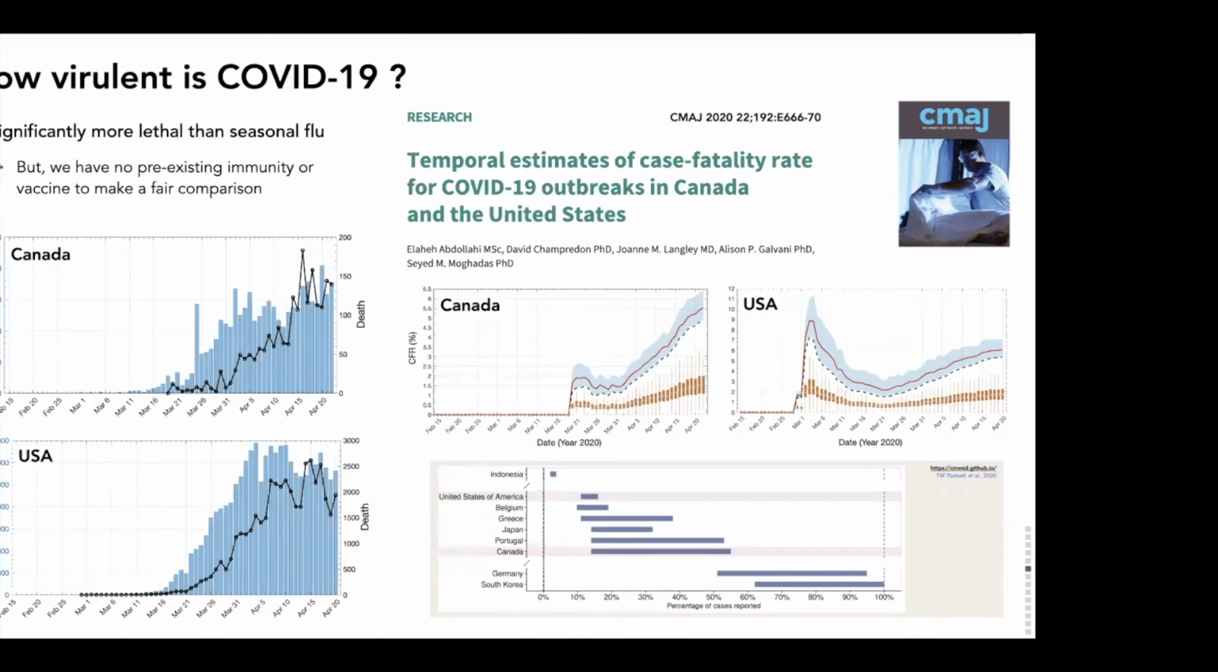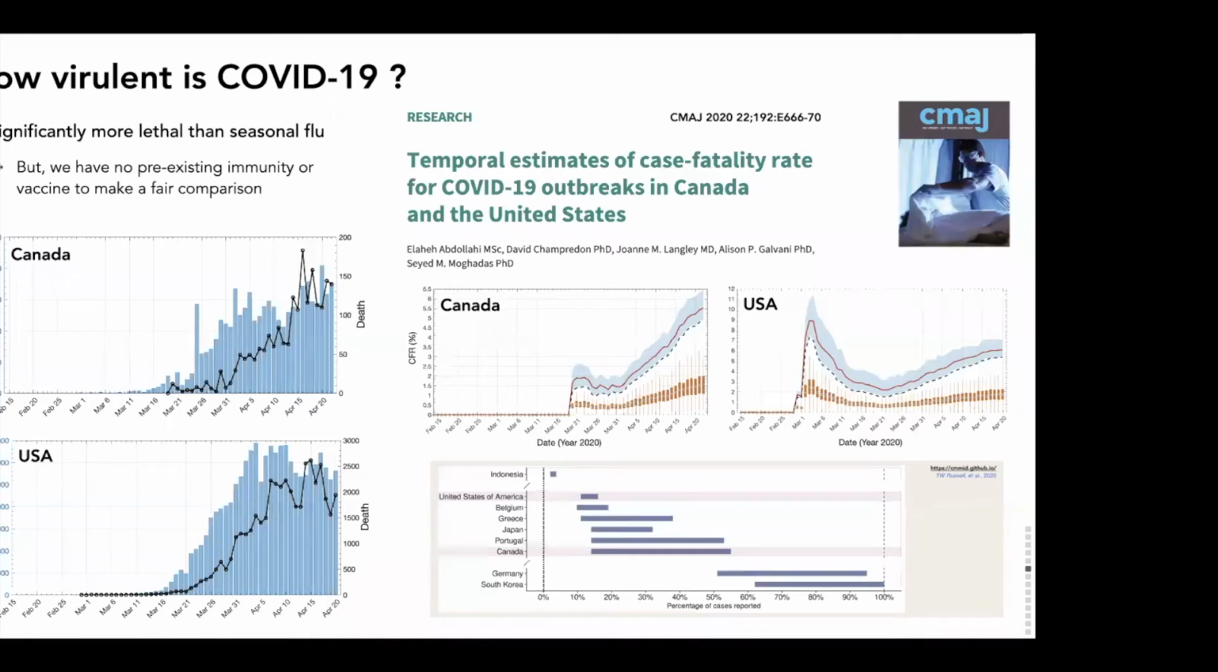Of course, this is really the case, but it may not be completely a fair comparison with influenza, because for influenza, we have significant pre-existing immunity in the population through cross-reactivity, as well as vaccine that we have every year before actual epidemic. So consideration of pre-existing immunity and vaccine is a big factor that reduces mortality of influenza, which we didn't have for COVID-19. So obviously lethality of this disease is relatively high.